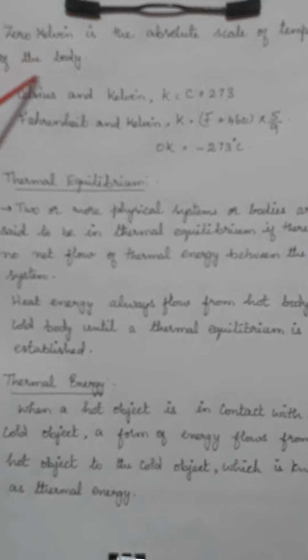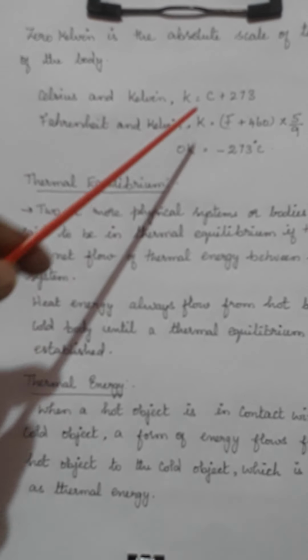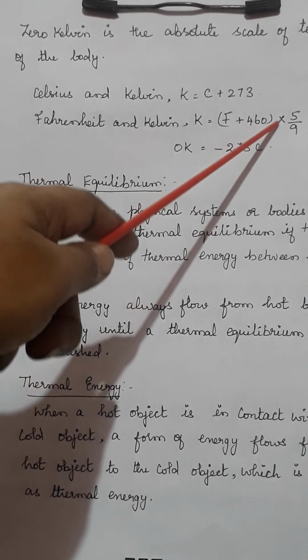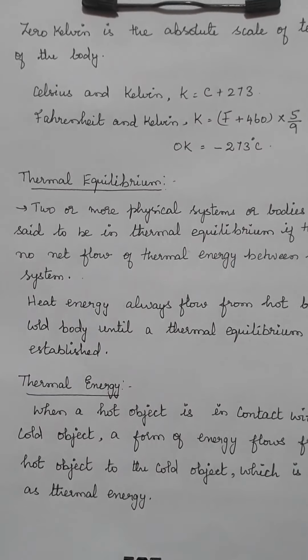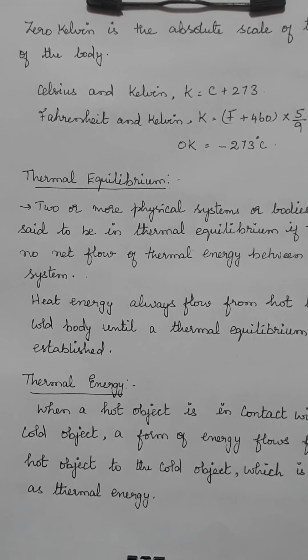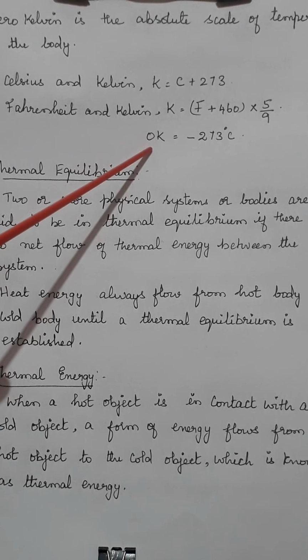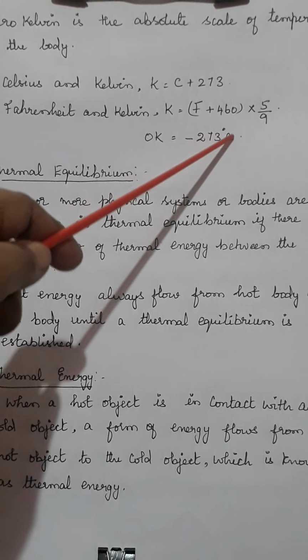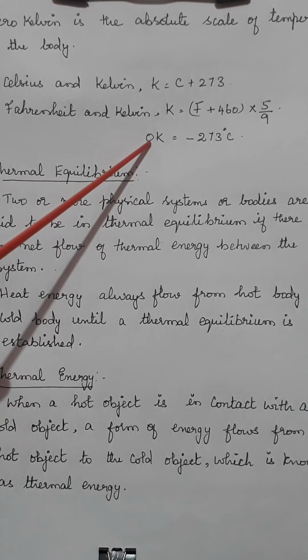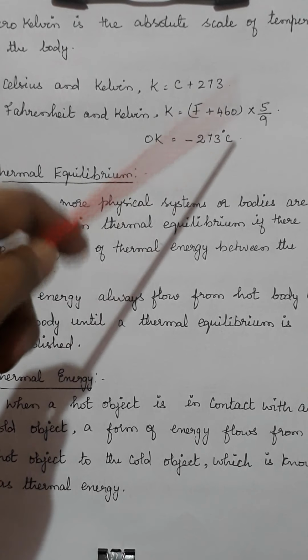What's the relationship between Celsius and Kelvin? How to convert: Kelvin is equal to Celsius plus 273. Directly when you add 273 to the Celsius value, you will get the Kelvin value. To convert Fahrenheit to Kelvin, Fahrenheit plus 460 into 5 by 9 will give you the Kelvin value, where the temperature is given on the Fahrenheit scale. So it concludes that 0 Kelvin is equal to minus 273 degree Celsius.